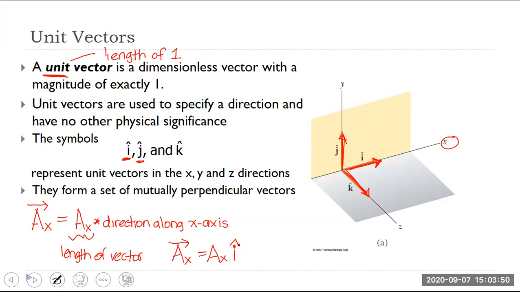To specify that these are unit vectors and not regular vectors that are bigger than 1, we use little hats on top of them. So I don't write a unit vector like this. That's not what I do. Instead, I write it with a little hat, and that tells me that the length of that vector is 1. So x, y, and z form a set of mutually perpendicular axes, and so i, j, and k point along those axes, and so they are also mutually perpendicular to one another.